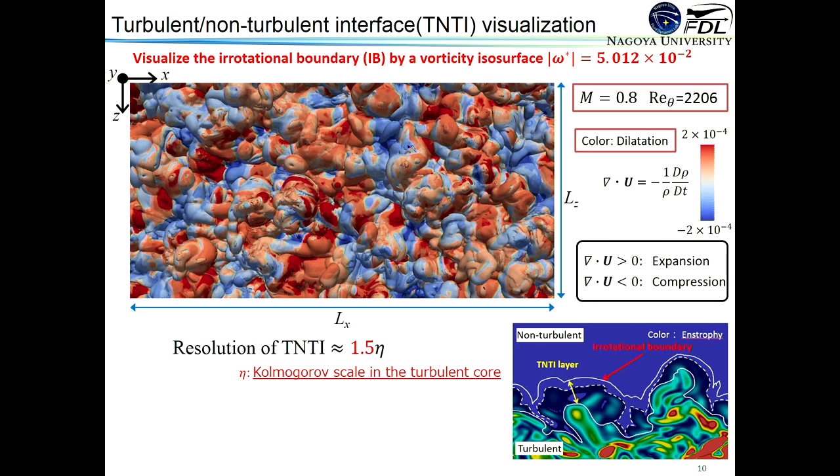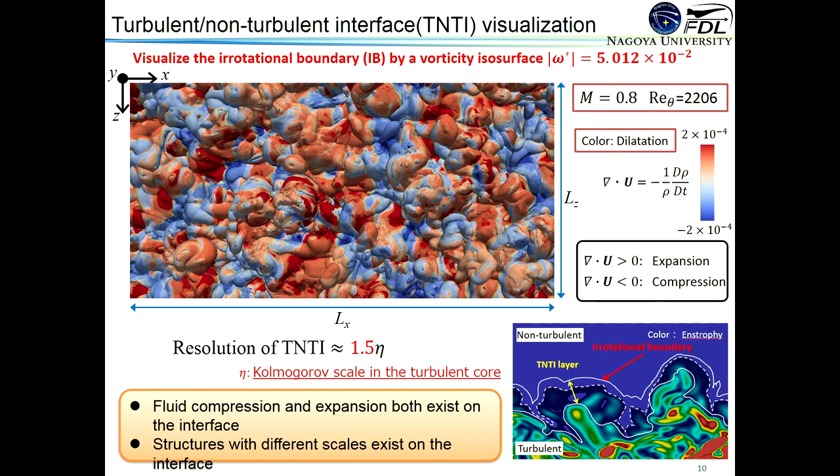This is the irrotational boundary, which is the outer edge of the turbulent/non-turbulent interface layer. It is visualized by a vorticity isosurface, as in this figure. The color on this interface is the dilatation. The negative and positive values of the dilatation refer to fluid compression and expansion. From the figure, we see that fluid compression and expansion both exist on the interface, and structures with different length scales also exist on the interface.